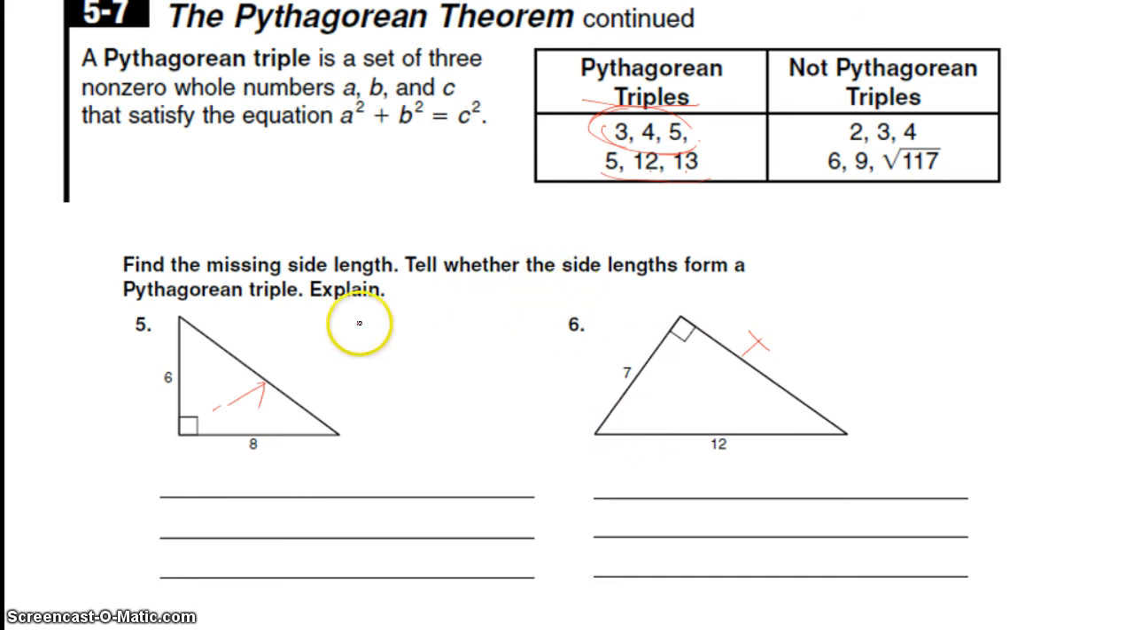Once you find these side lengths, you're going to decide, are they a Pythagorean triple? So think back to that second example I gave you. To be a Pythagorean triple, when you take the square root, you must end up with a whole number. Alright, so good luck. Bring these back with you to class and we'll see how you did.